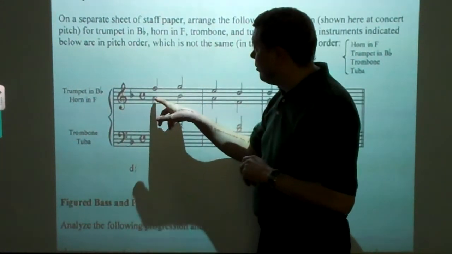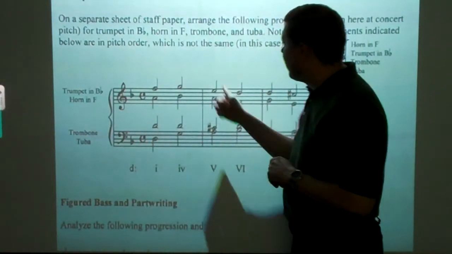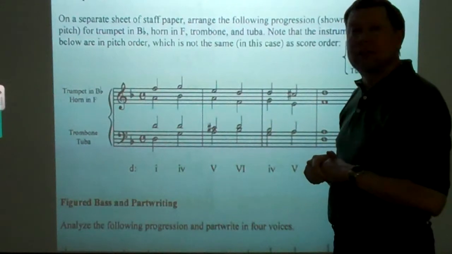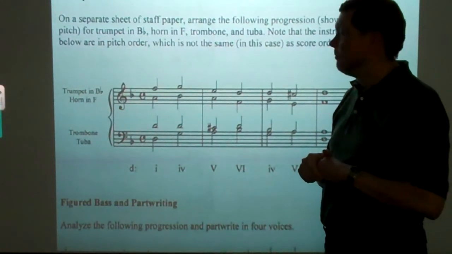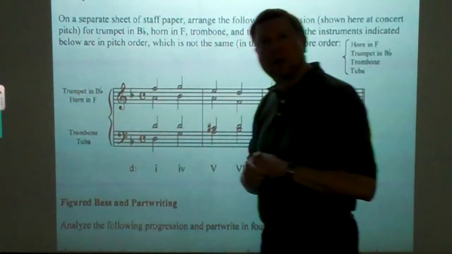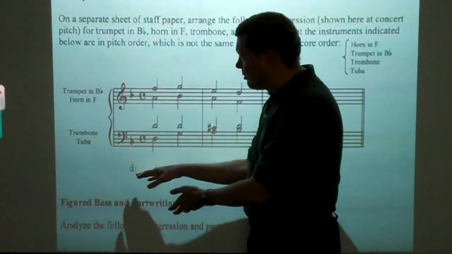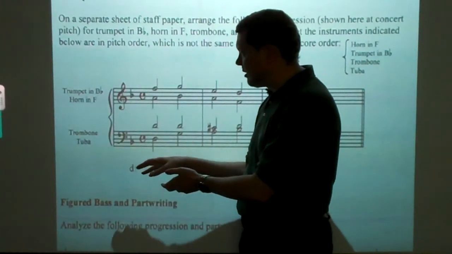So what we're going to do is take all these actual sound notes and go up a perfect fifth for all of them and write those notes in the horn part on our separate piece of staff paper. And we're also going to transpose the key signature up a perfect fifth. So again, the concert key or non-transposing key is D minor.